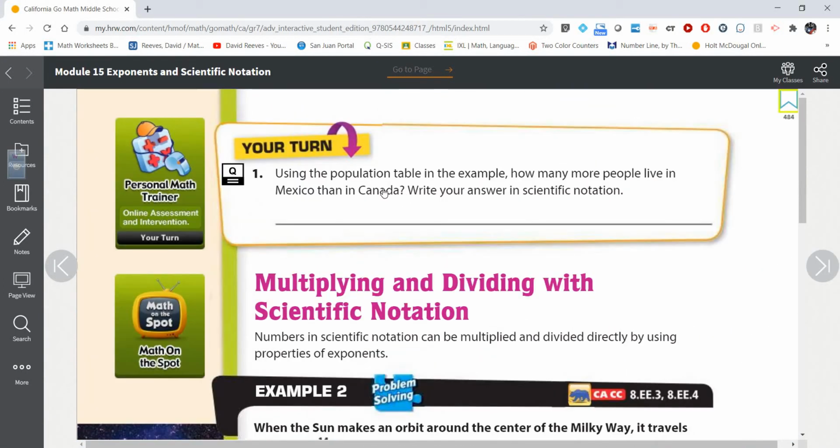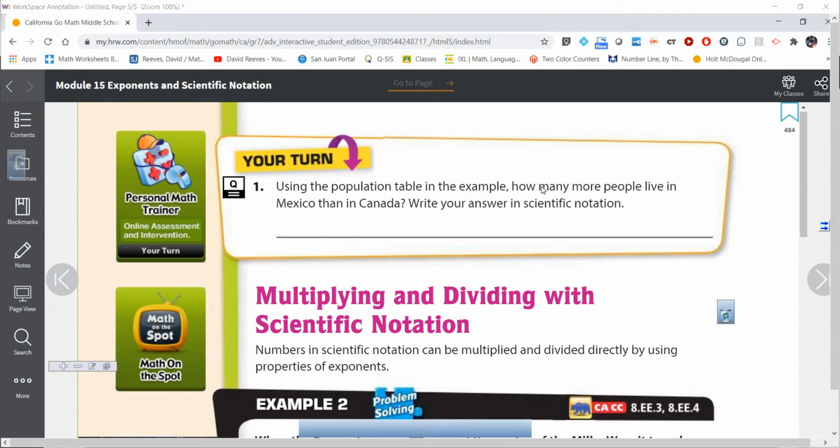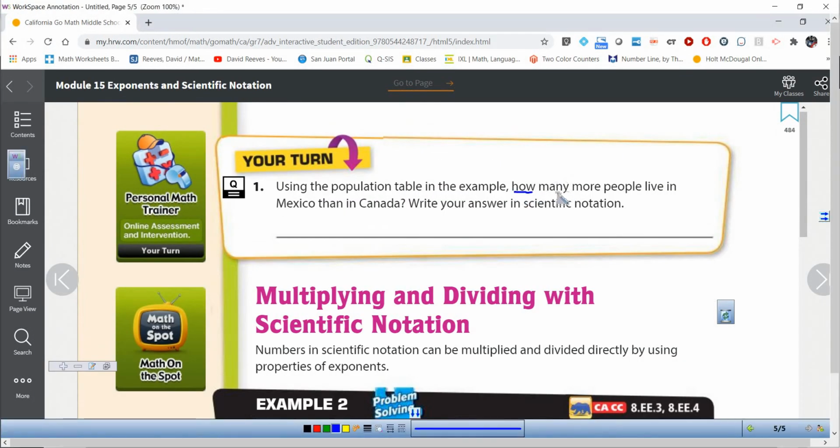Now let's go ahead and look at this. Using the population table in the example, how many more people live in Mexico than Canada? So now let's talk about this term, how many more. All right, if I have 10 cookies and you have 3 cookies, and I say, how many more cookies do I have than you? What operation would you do? Would you add, subtract, multiply, or divide? Of course you would subtract, right? You would do 10 cookies minus 3 cookies, and you would get 7 cookies.